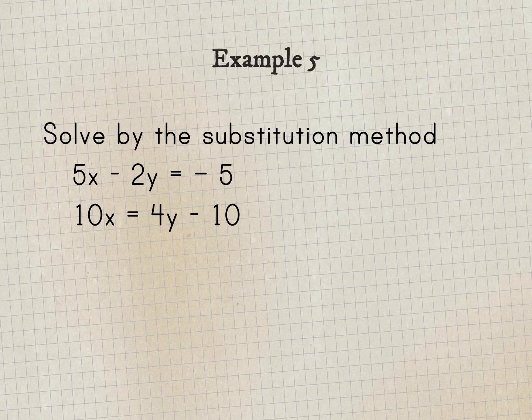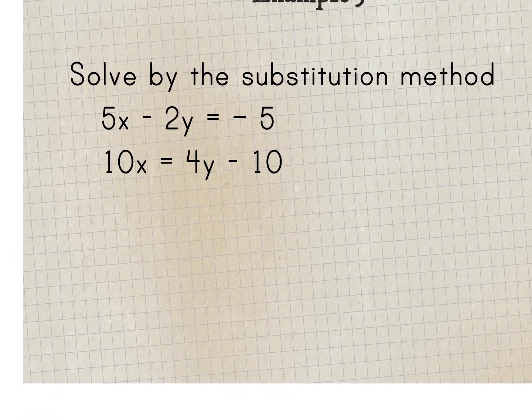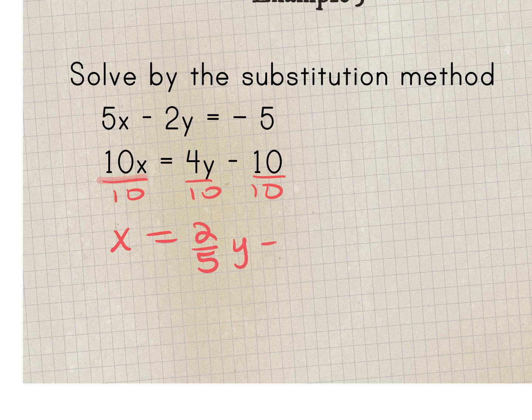All right, last example. Again, it says to solve by substitution. Now, notice all of my x's and y's have coefficients. So I'm going to get a fraction no matter what I decide to solve for. So I'm going to go ahead and solve the second one for x because it already has x isolated. So all I'm going to do here on this second equation is divide everything by 10. This will end up leaving me with x equals 4/10 will simplify to 2/5 y. And then 10 divided by 10 is 1.